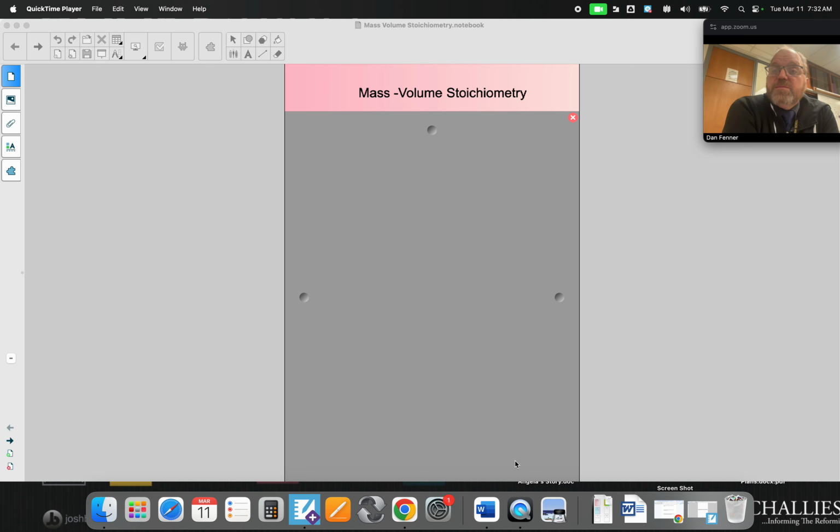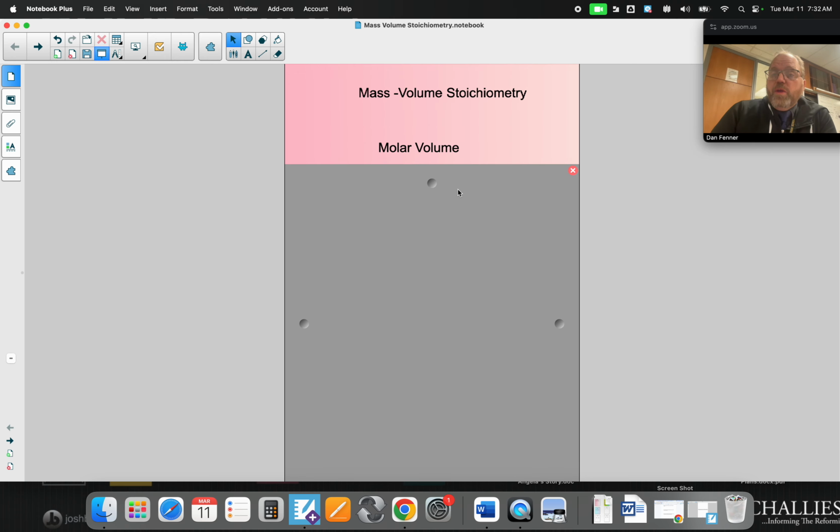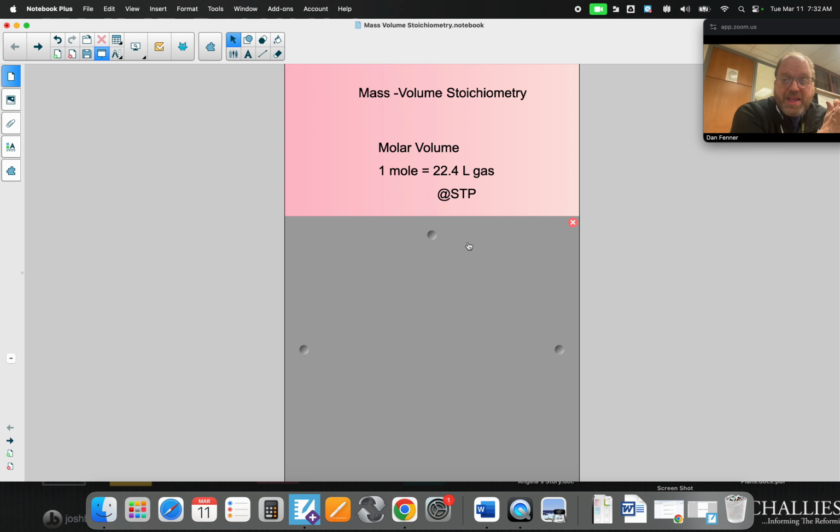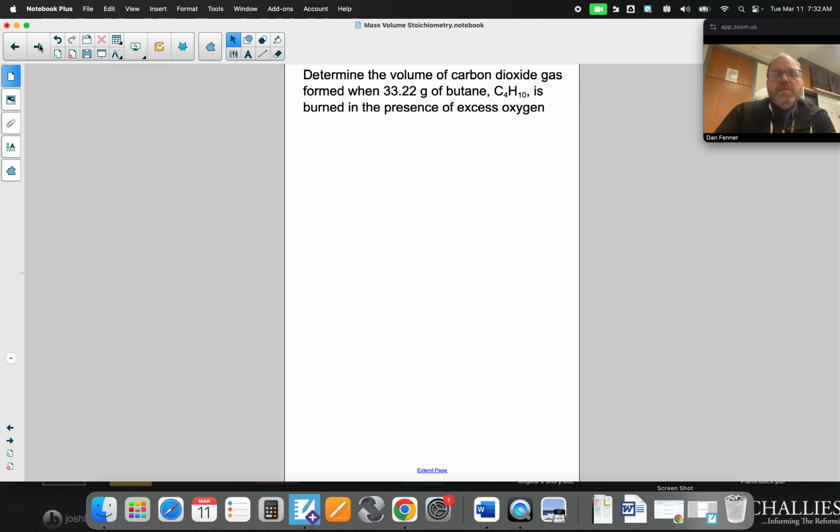Now, this only differs from the last stoichiometry we did in that instead of working with masses directly, we also have molar volumes. Remember, 1 mole is equal to 22.4 liters of any gas at STP. STP stands for standard temperature and pressure. We're going to look at a section on redox reactions, and then we're going to come to gas laws, and we'll talk about that there. So that being said, here's a problem.